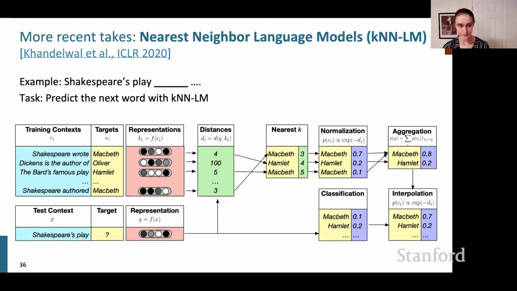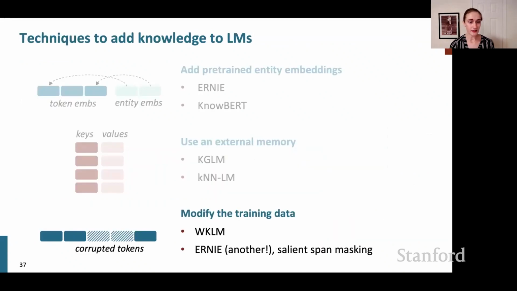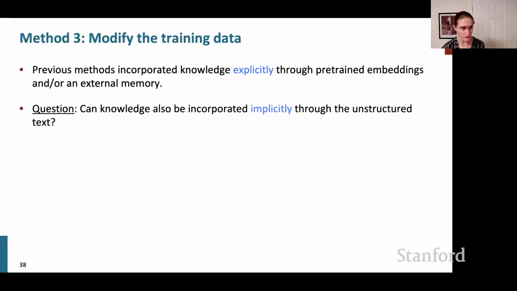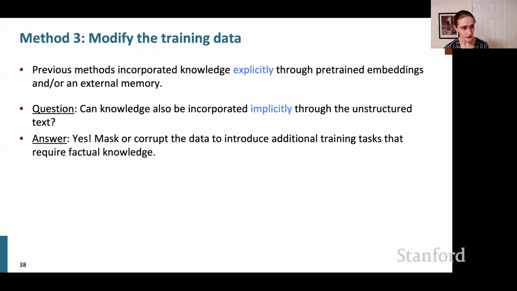Okay. So finally, we're going to talk about how you can just modify the training data to better encode knowledge in language models. The approaches we've talked about so far incorporate knowledge explicitly by using either pre-trained embeddings or an external memory. We also want to talk about how you can incorporate knowledge implicitly through the unstructured text. So what we're going to do is either mask or corrupt the data to introduce additional training tasks that require factual knowledge to figure out what data was masked, for instance.